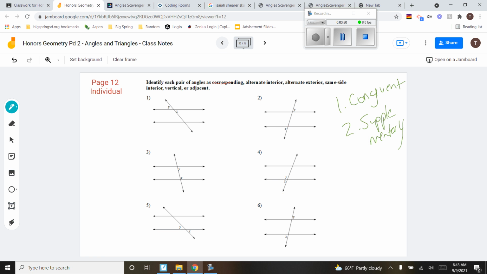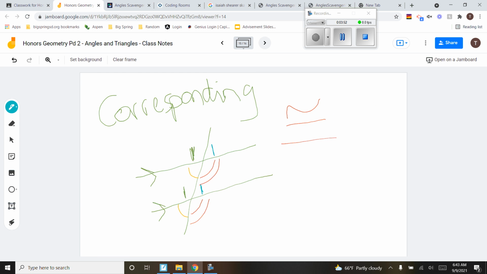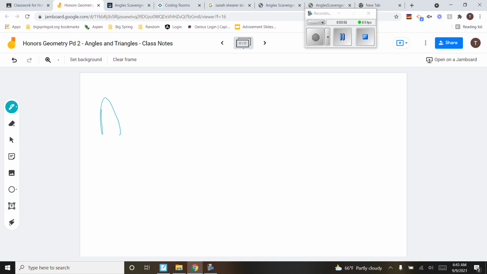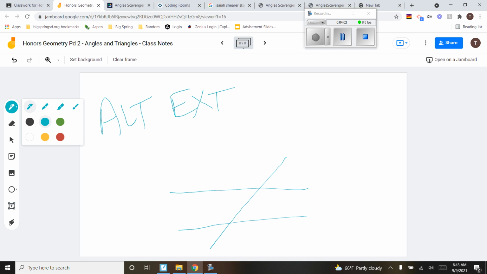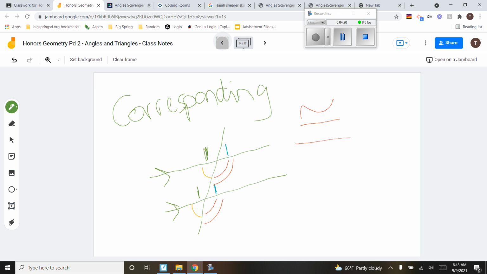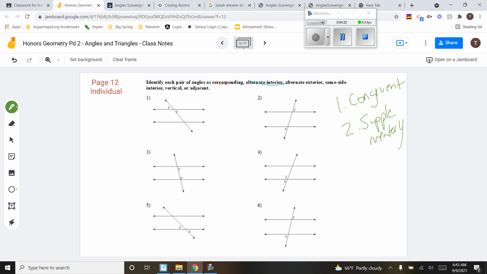All right, alternate exterior. So now we're still in the alternate, but now we're on the exterior of the parallel lines. So alternate sides of the transversal, like this and this, outside of the parallel lines, like this and this. Those are always congruent as well. What's next? That takes care of that.